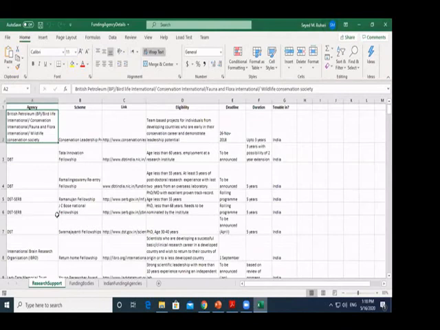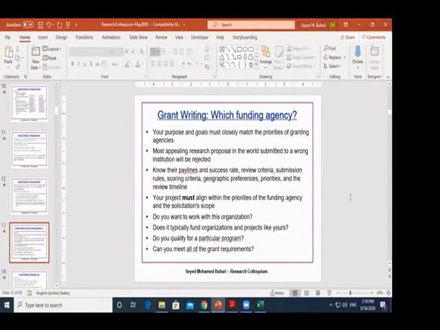For example, look at this. Here it says, this is a scheme: Ramalingaswami Re-entry Fellowship. It says age less than this much, and at least 3 years of postdoctoral research experience. If I don't have any of this and I apply, what is the point? It will be straight rejected because I don't meet their eligibility itself. So there are conditions. Look for the conditions and see whether you meet them or not. And then think wisely whether you want to work with this organization or not.